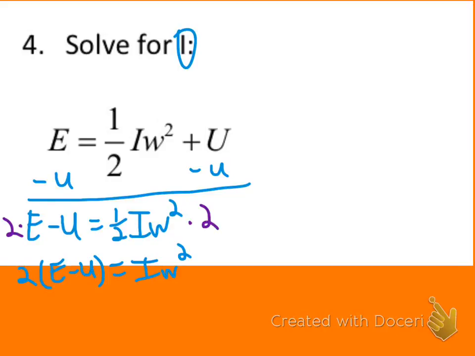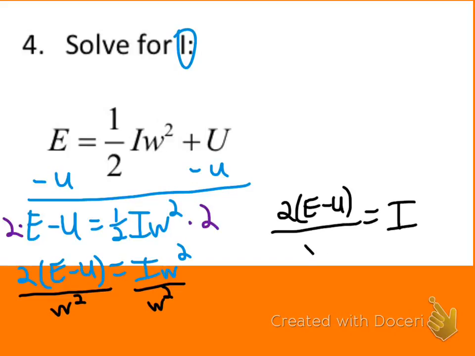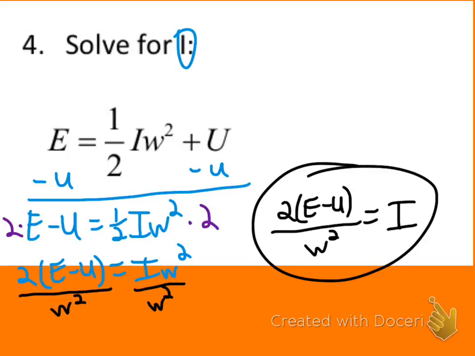All right, last but not least, we have capital I times w squared. So the opposite of multiplying by w squared is dividing both sides by w squared. Final answer, capital I is equal to 2 times the quantity of e minus u all over w squared.